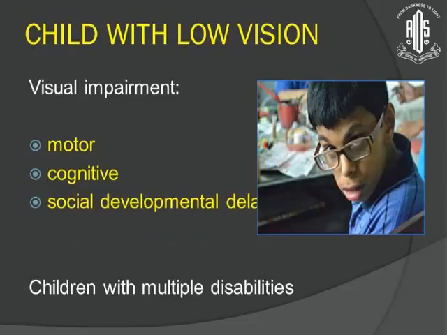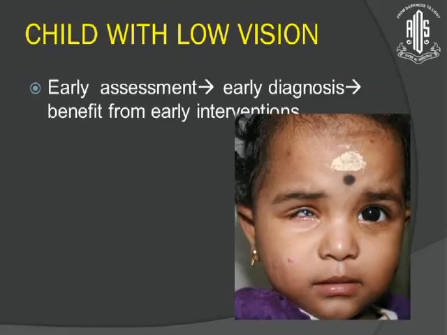Visual impairment can have serious effects on motor, cognitive, and social developmental zones also. So this is to be borne in mind, and also children with multiple disabilities pose a special problem. Anyway, early assessment is the key. Early assessment leads to early diagnosis, and these children tend to benefit more from early interventions.